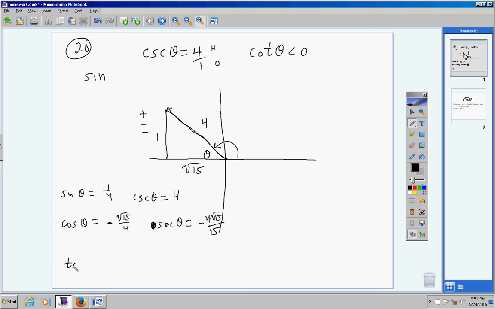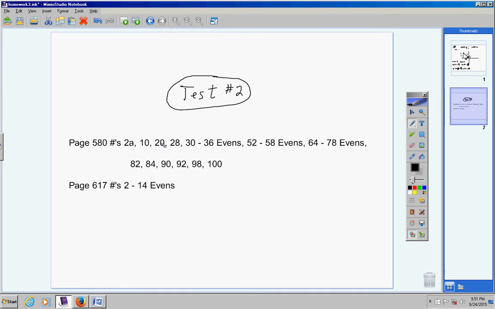Now tangent of theta would be opposite over adjacent, so negative 1 over square root of 15. So then cotangent, sorry about that, the cotangent of theta would be negative square root of 15 over 1. Now, of course, we've got to rationalize the tangent, so we'd really have negative square root of 15 over 15. And there we go, guys. Doing well, moving right along. Next is number 28.